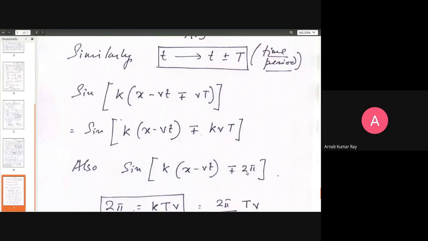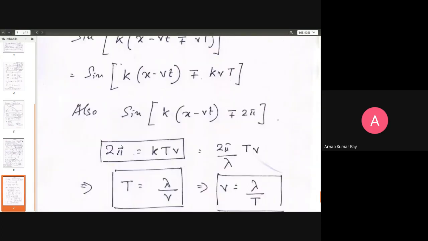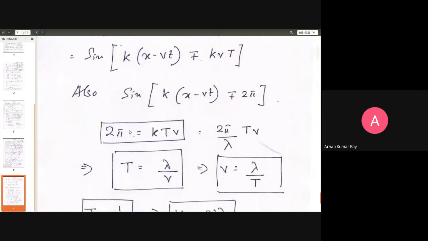So minus plus 2 pi. When you establish the equivalence between these two, 2 pi is equivalent of kvt, but k is equal to 2 pi by lambda. Just a while ago we showed that. So this 2 pi and this 2 pi will cancel, and capital T times V by lambda will be equal to 1. Therefore, T will be equal to lambda by V.